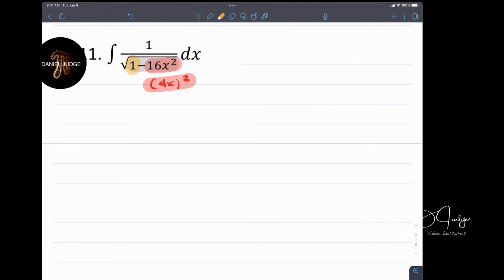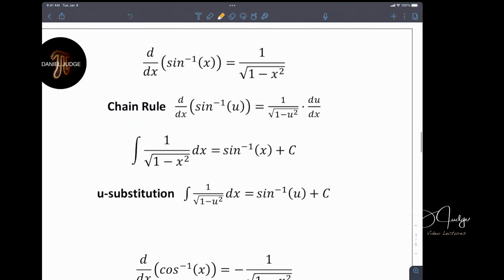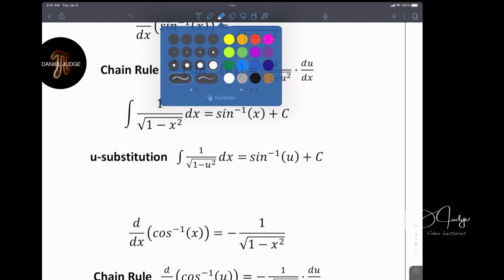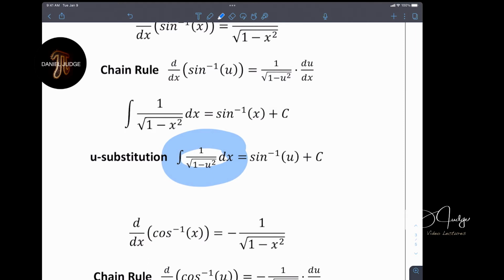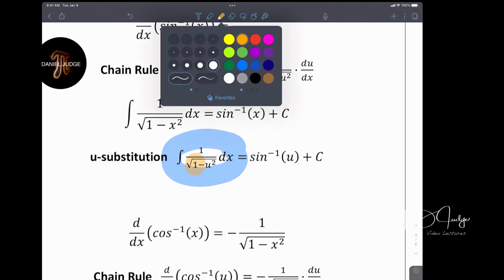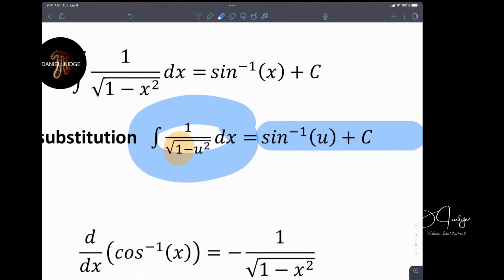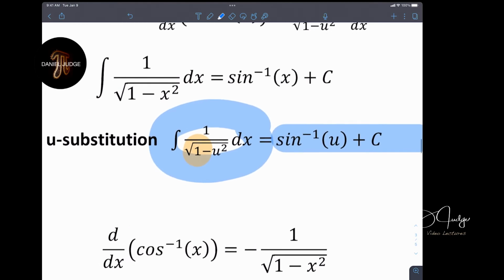So you might say, why is that important? Because this is going to look exactly like what we need here. This is the integral of 1 over the square root of 1 minus u squared. Be careful, there's a square root of 1 minus u squared. And that's inverse sine u plus c. So this is the formula that you use. It's a u-substitution version of the formula on top. So that's what we're going to use, inverse sine u.